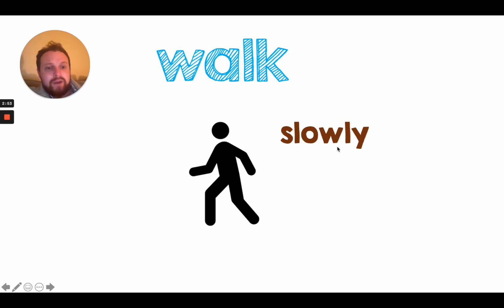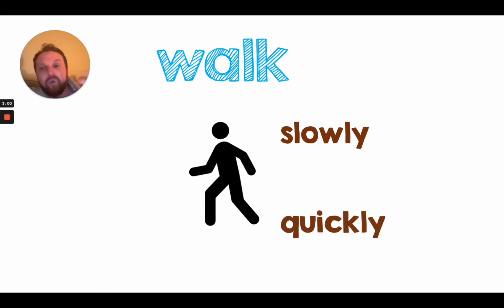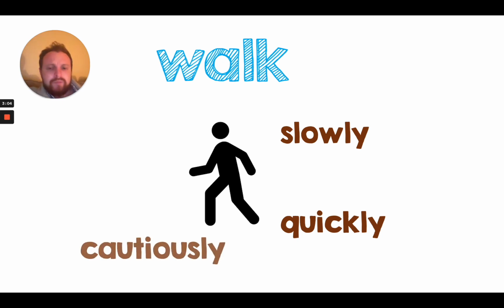So that adverb there is telling me about the speed at which I was walking. Or, on the other hand, I walked quickly to the shop. So again, it's telling you about the speed at which I was walking. We could say, I walked cautiously to the shop. That means I was being really careful, okay? So that, again, tells you about how I'm walking. So I walked cautiously to the shop, okay?